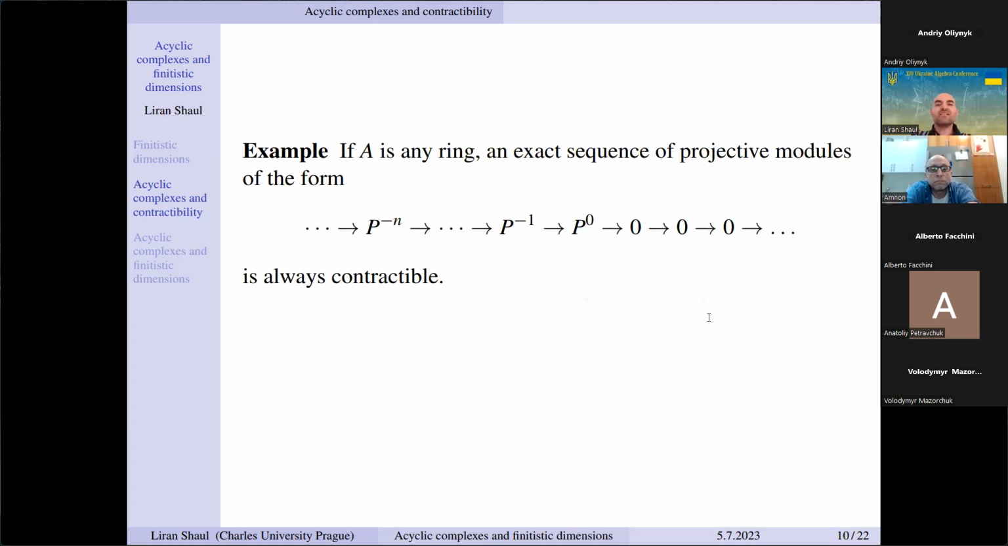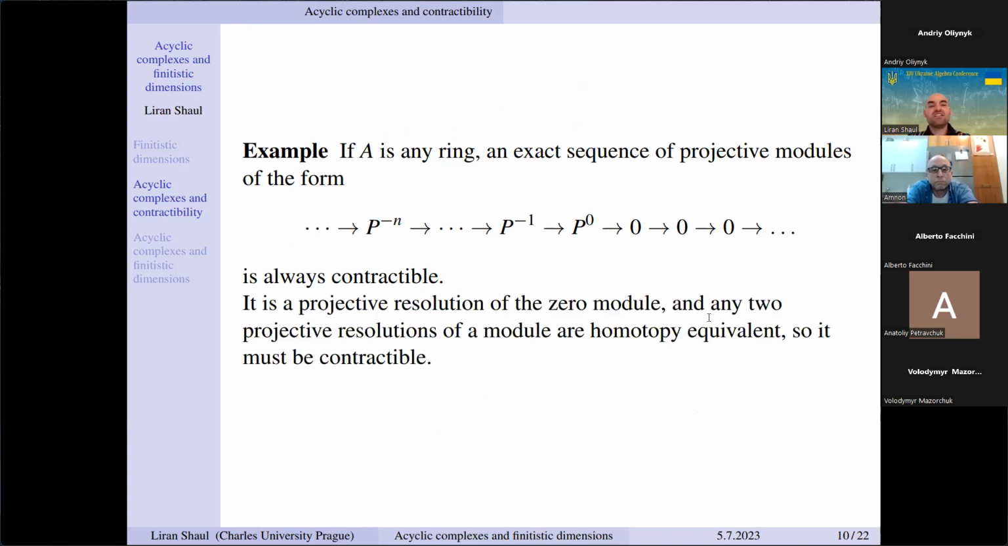So here are some examples. The first example, which trivially holds over any ring, is that if you have a bounded above cochain complex of projectives which is exact, it is always contractible, and this is one of the most basic facts in homological algebra. One way to see this is that such a complex is a projective resolution of the zero module, but any two projective resolutions of a module are homotopy equivalent, and the zero complex is also a projective resolution of the zero module. So this complex is homotopy equivalent to the zero complex, hence it must be contractible.